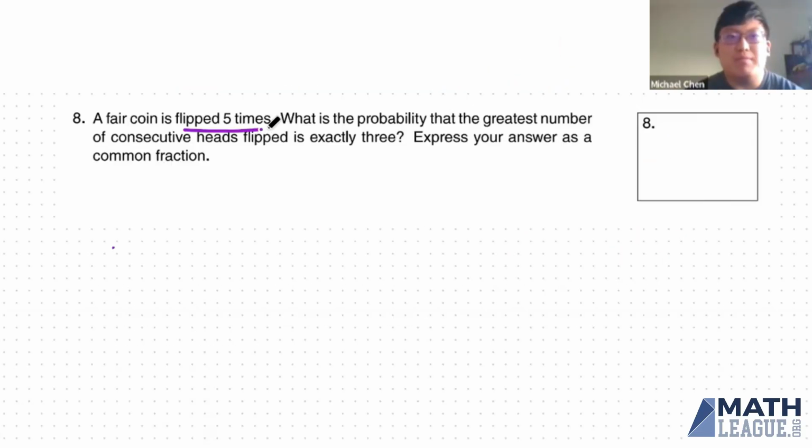So we have a fair coin that is flipped 5 times. What is the probability that the greatest number of consecutive heads flipped is exactly 3? Express your answer as a common fraction. So consecutive heads just means heads in a row. So we're looking for the probability that the greatest number of heads in a row flipped is exactly 3.